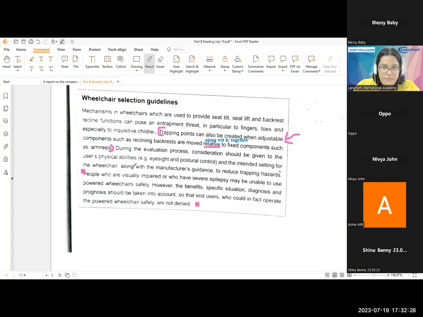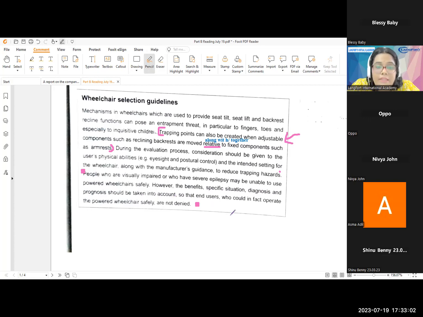Starting from here. Yes, Smita. Make sure to unmute yourself so I can hear you, Smita. Yes, ma'am. People who are visually impaired or who have severe epilepsy may be unable to use powered wheelchairs safely. However, the benefits, specific situation, diagnosis and prognosis should be taken into account so that end users who could in fact operate the powered wheelchair safely are not denied.